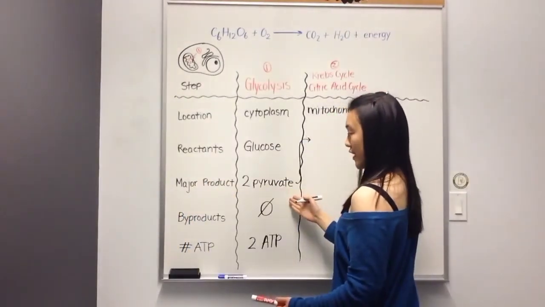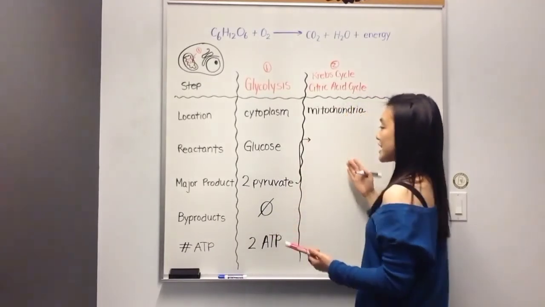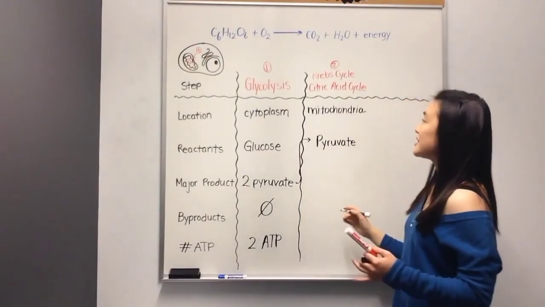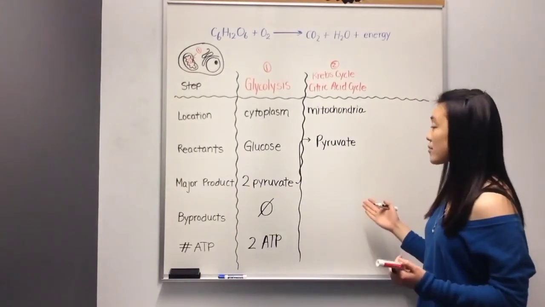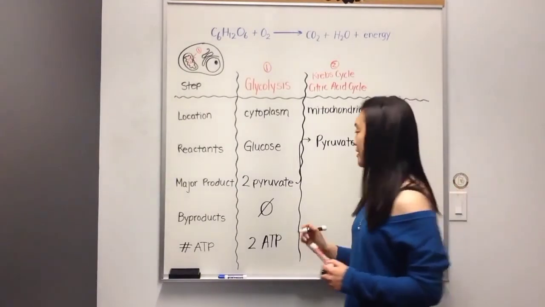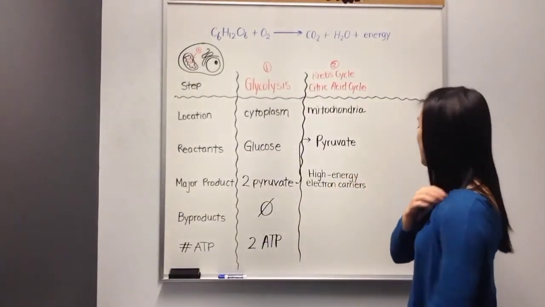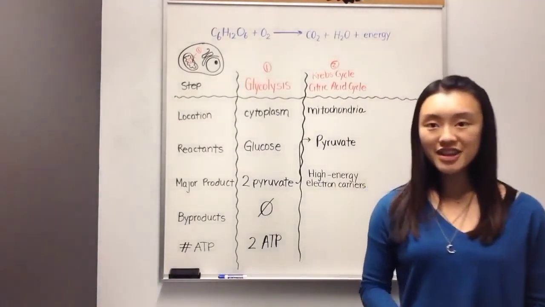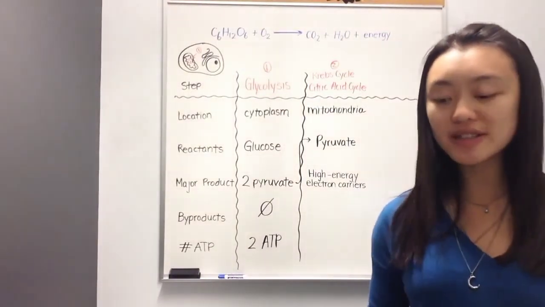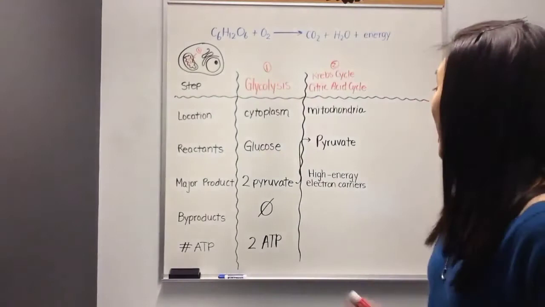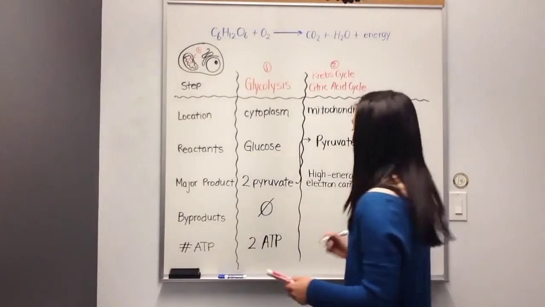The two molecules of pyruvate that we produced during glycolysis will then move on to be the reactants of our next reaction. As a result of the Krebs cycle, pyruvate will become a product. In this case, pyruvate will turn into some high-energy electron carriers. You may see these written as NADH and FADH2. You might also see them written as high-energy electrons or electron carriers. I'll call them here high-energy electron carriers and make a note that you might also see them as NADH or FADH2.